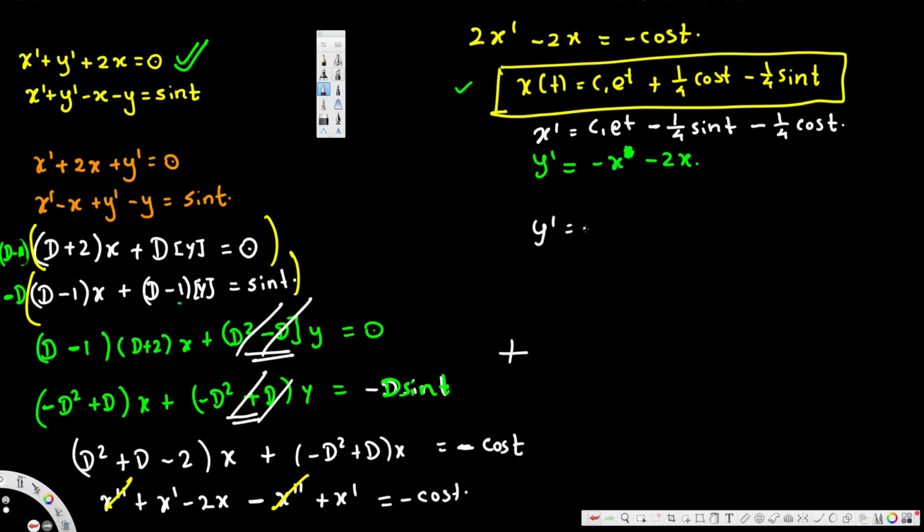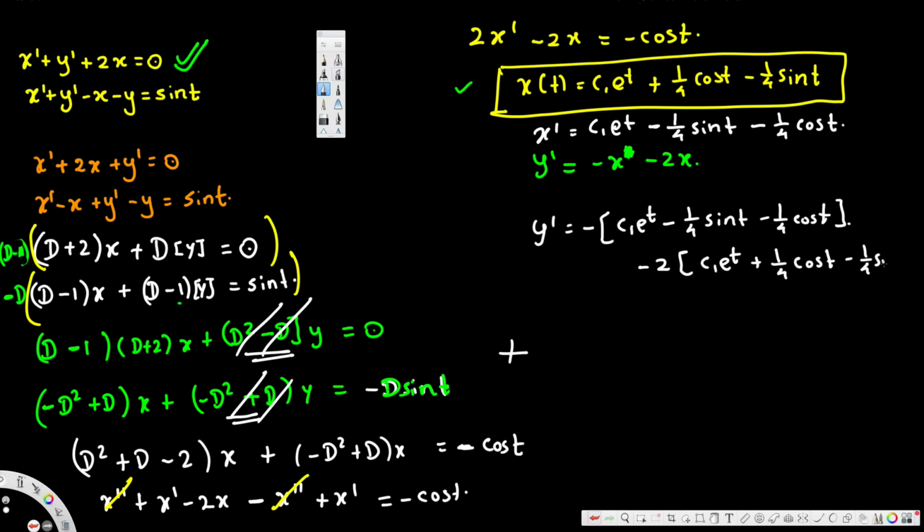Y prime is going to be minus, and then instead of x prime, we replace that with this: c1 e power t minus 1 over 4 sin t minus 1 over 4 cos t. And then we have minus 2x, minus 2 times, instead of x, we plug this one in: c1 e power t plus 1 over 4 cos t minus 1 over 4 sin t. Okay, now we have all these terms. Let's add them and simplify further.